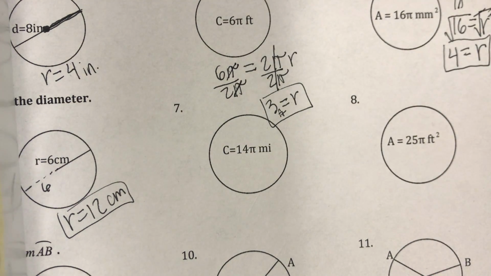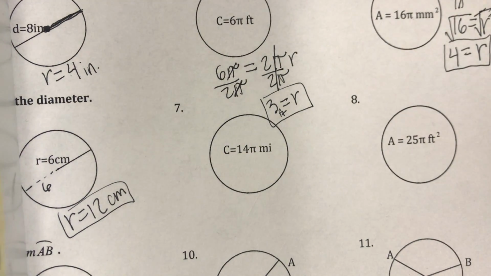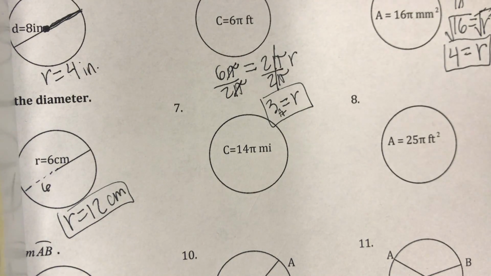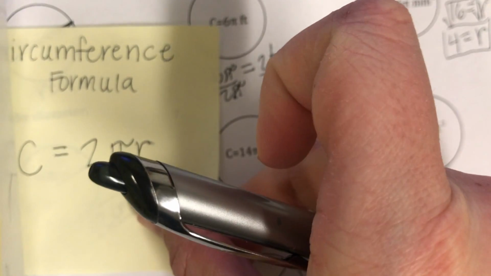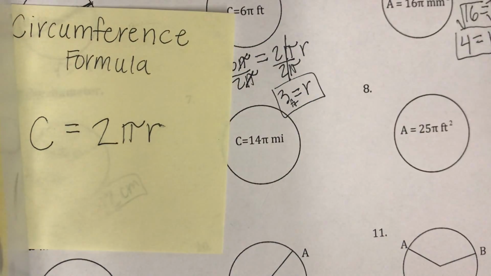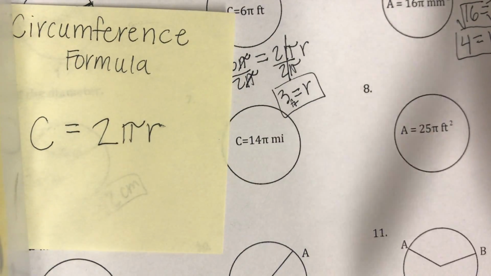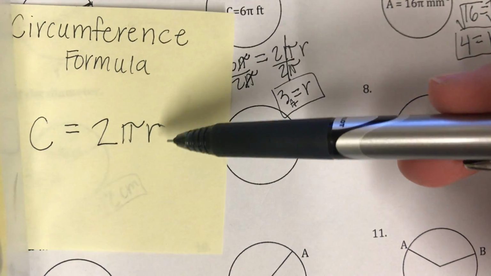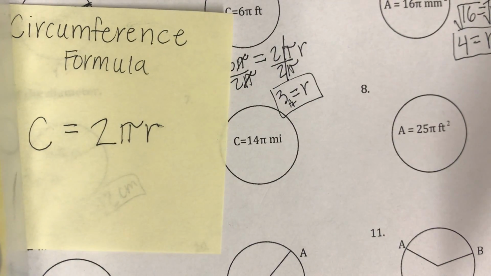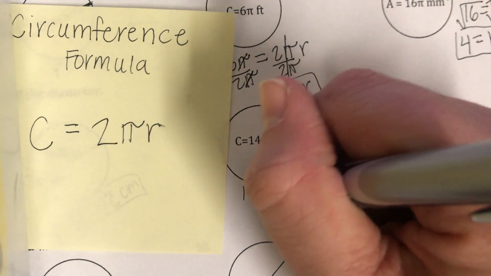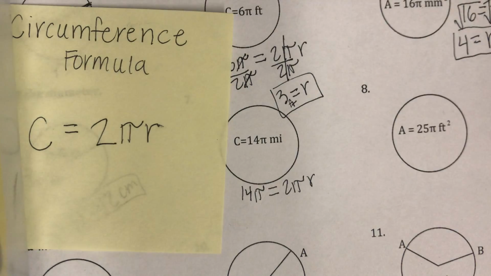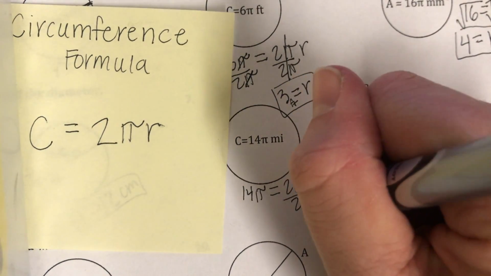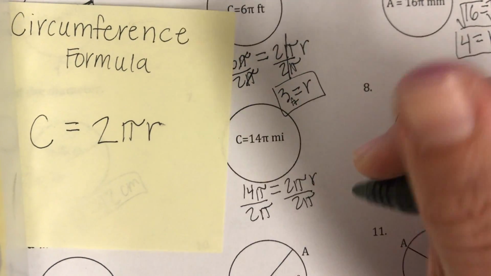circumference is equal to 14 pi. This is another one where you're going to have to solve, but it's going to be a little different, because if we look at this formula, we don't have diameter, and the question asked us to solve for diameter. We have radius. So the first thing that we need to do is solve for our radius. So we're going to plug in 14 pi for the C in our formula, and we get 14 pi is equal to 2 pi r. Now, to get r by itself, we divide both sides by 2 pi.